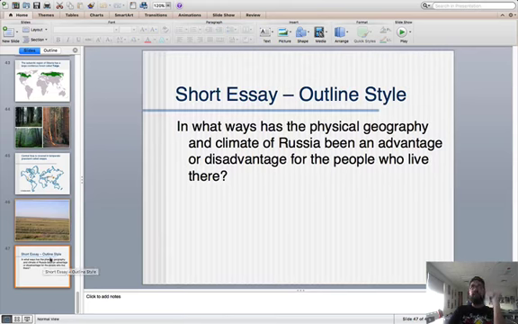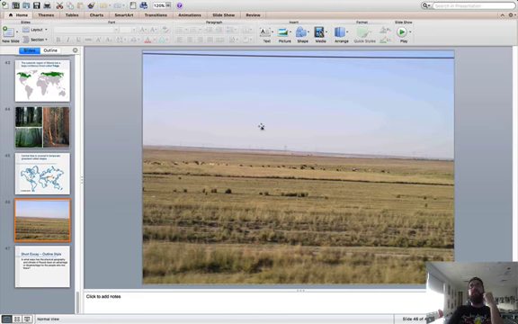And we're not going to do the short essay on this one, so don't worry about that. All right, so that's it on the physical geography of Russia. Of course, in class, you received a map to do for Russia as well, so make sure you get that done on time.